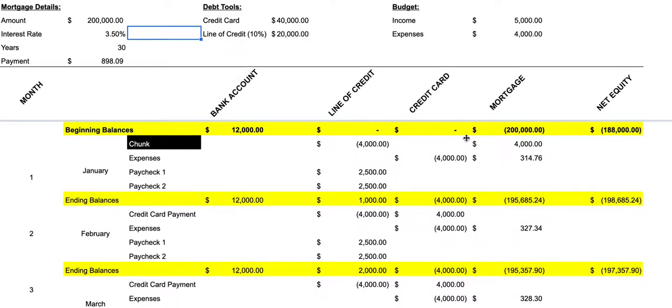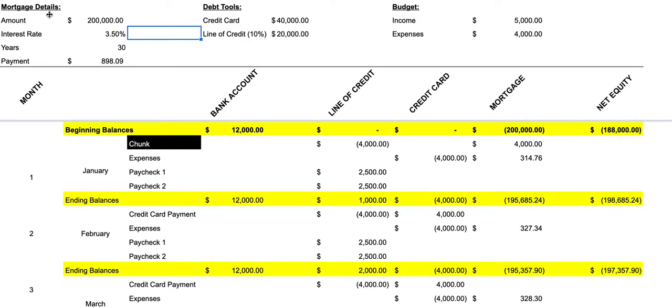Alright, y'all, so this is another video I'm doing. The last one I did was about a car loan. This one is for a mortgage. So I'm going to show you how you can pay off your mortgage early using what is called velocity banking, and overall just using your income and your debt tools, or your cash flow, your extra cash and your debt tools.